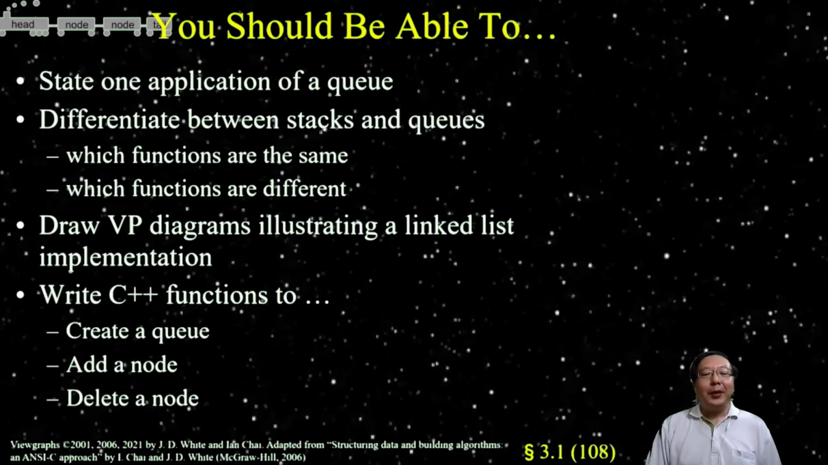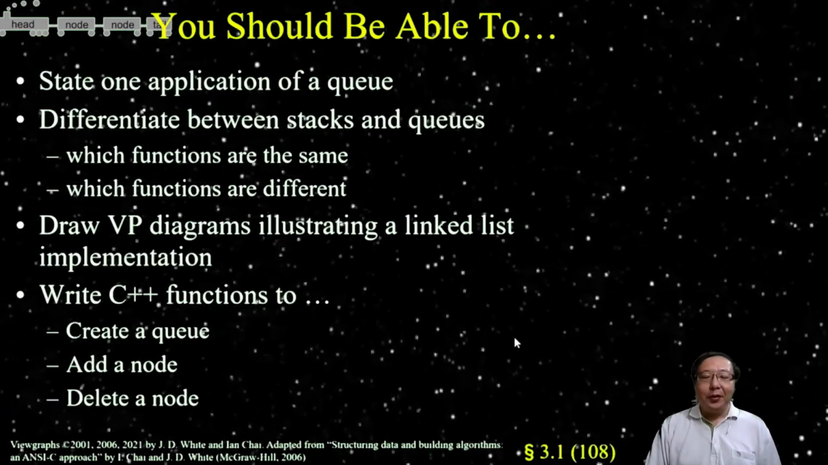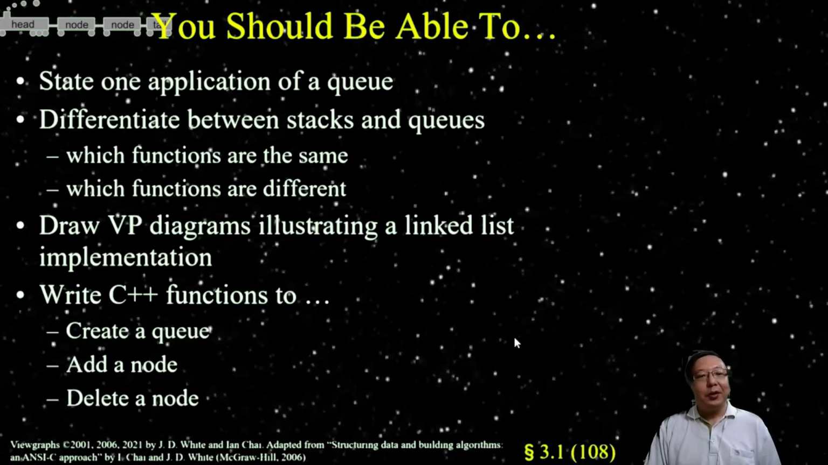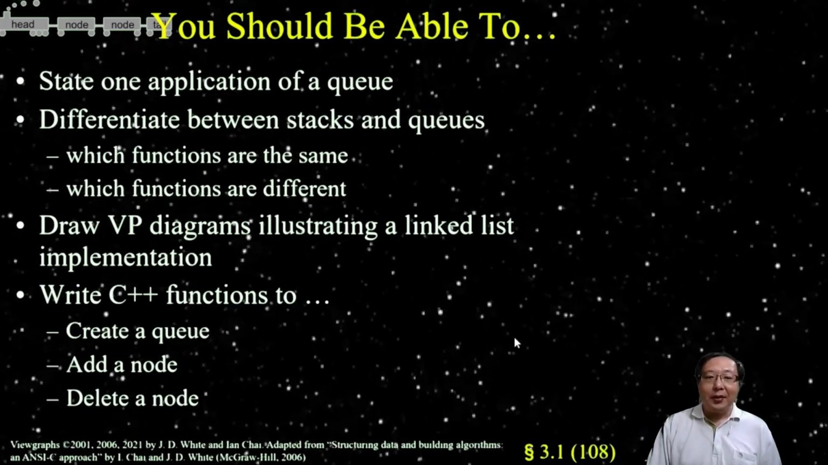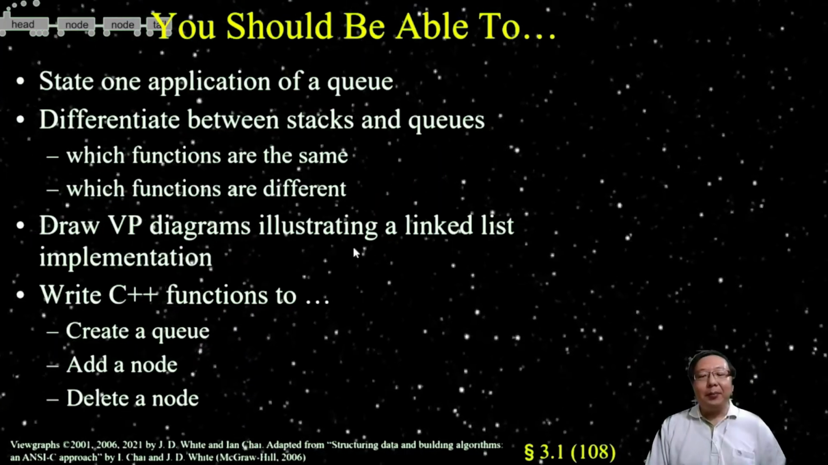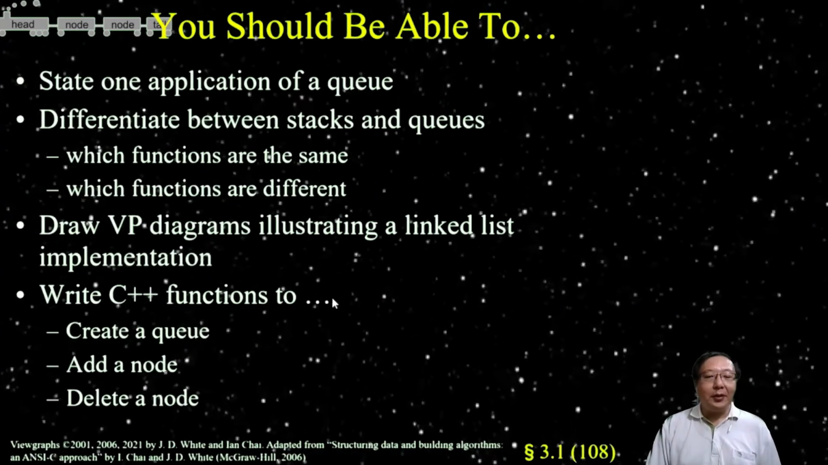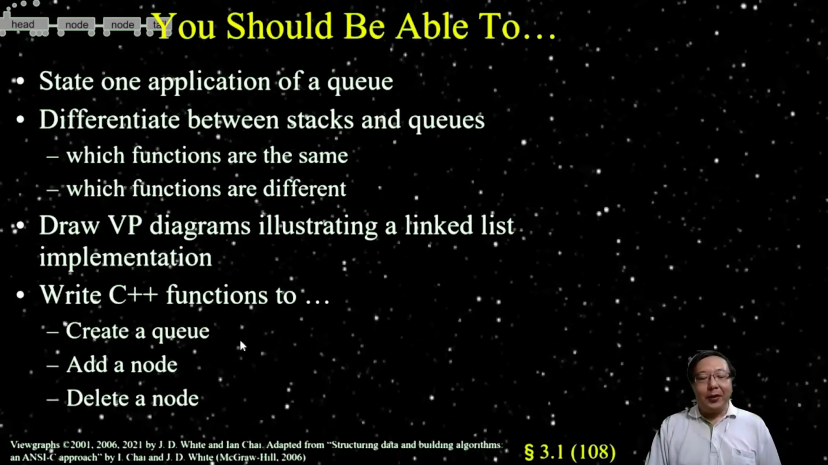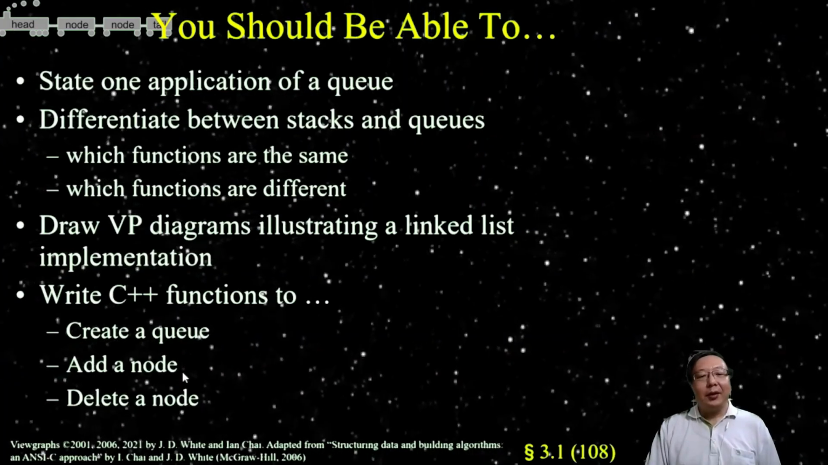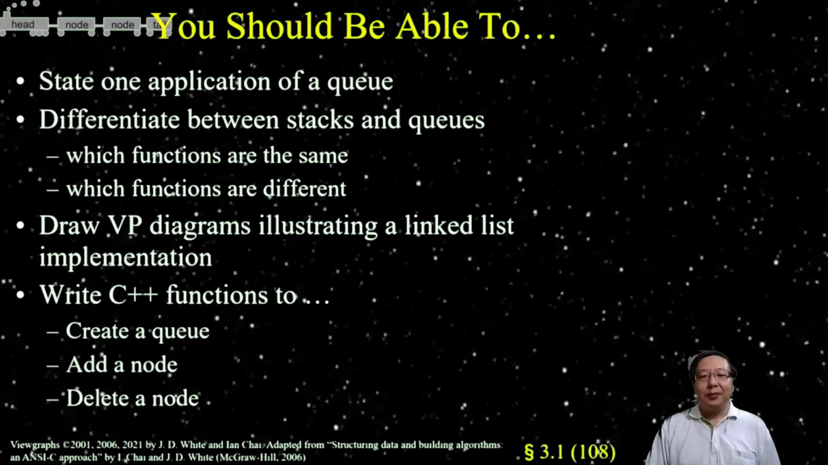So now you should be able to state one application of a queue, differentiate between stacks and queues, which functions are the same, which functions are different, and use a VP diagram to illustrate a linked list implementation, and write C++ functions to create a queue, add a node, and delete a node.